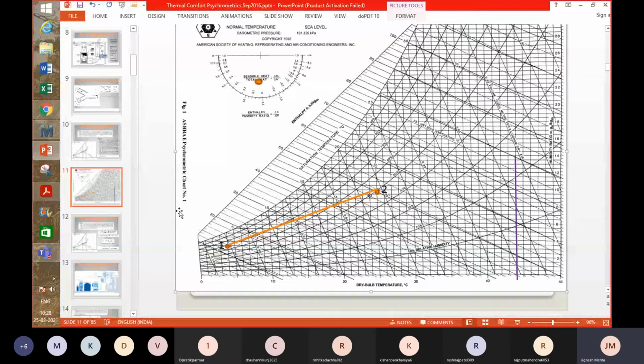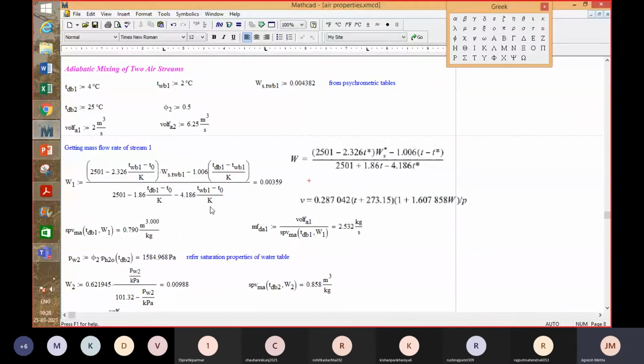Now, with the help of W, you can get the specific volume, right? So this is the formula that you are going to use. You are already familiar with this formula. And here T is the dry bulb temperature, P is the total pressure. If nothing is given, you take it as 101.325 kilopascal, and with the help of that, you get the specific volume in meter cube per kg of dry air.